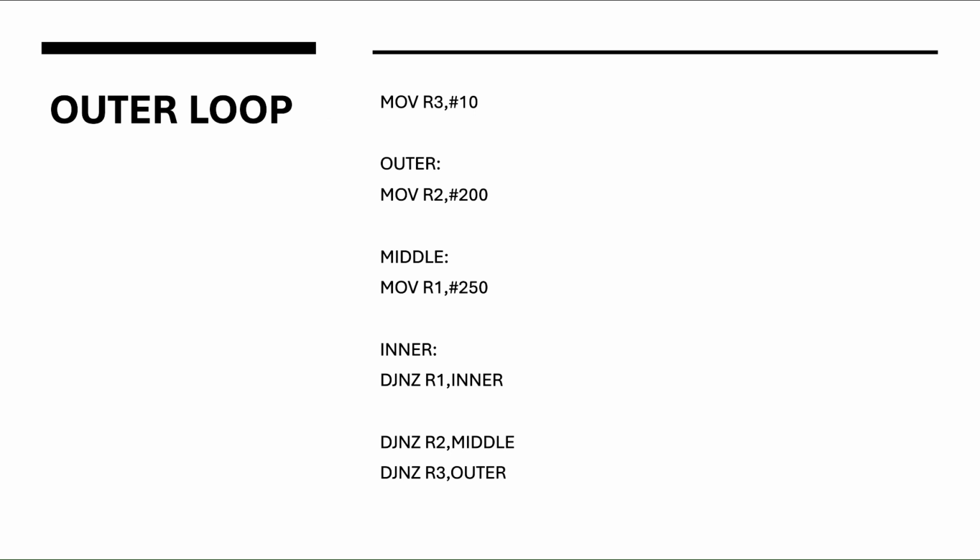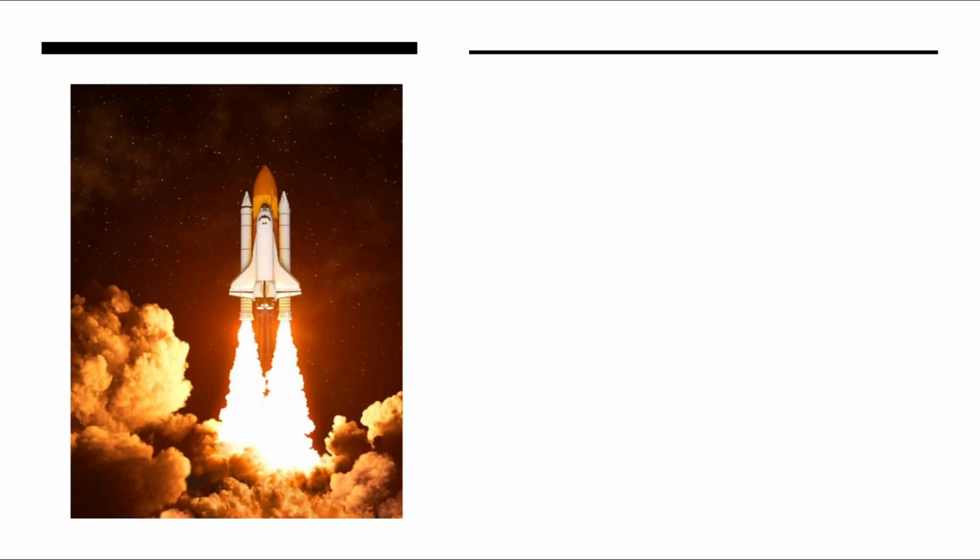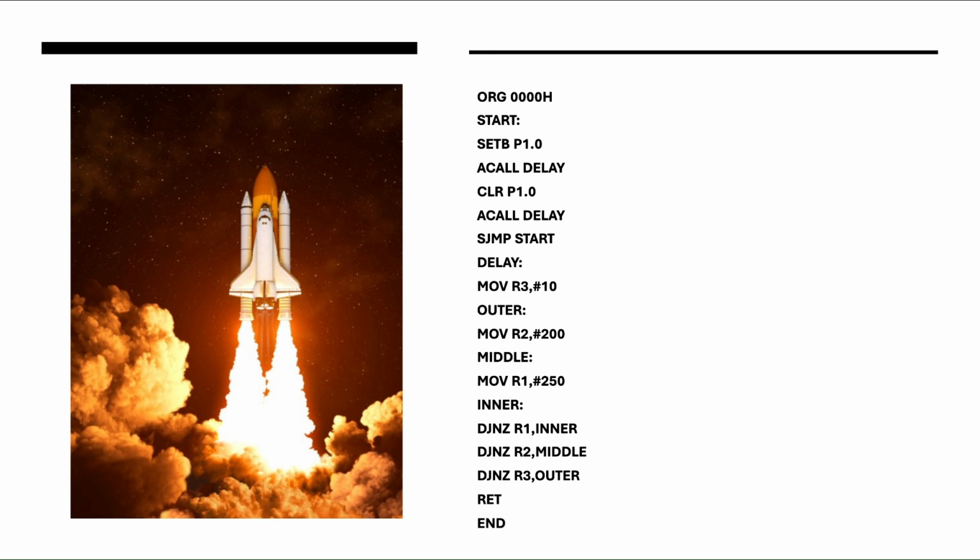MOV R3, #10. Outer: MOV R2, #200. Middle: MOV R1, #250. Inner: DJNZ R1, inner. DJNZ R2, middle. DJNZ R3, outer. Now see 3 loops. Inner, small delay. Middle repeats inner. Outer repeats middle. Finally add RET. RET means return to the main program. So after delay finishes, the program goes back to the LED code.